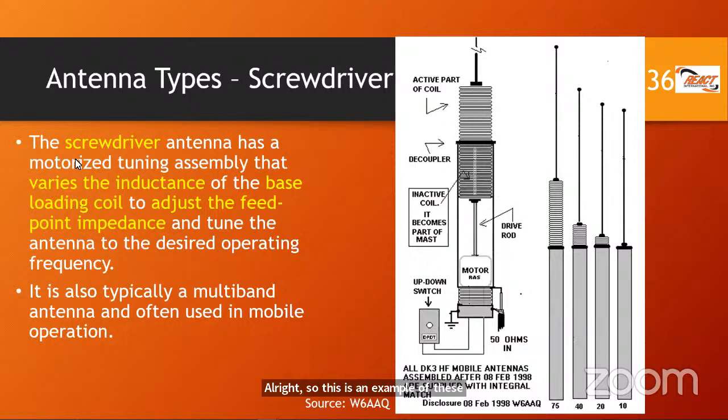And what we have here, the exam question: the screwdriver antenna has a motorized tuning assembly, that's this motor here, that varies the inductance because it's a coil. Coils have inductance. And to adjust the feed point impedance. So when you want to use a different frequency, you move it up and down, and the impedance will be closer to 50 ohms to match the radio frequency transmitter as well as your feed line 50 ohm impedance.